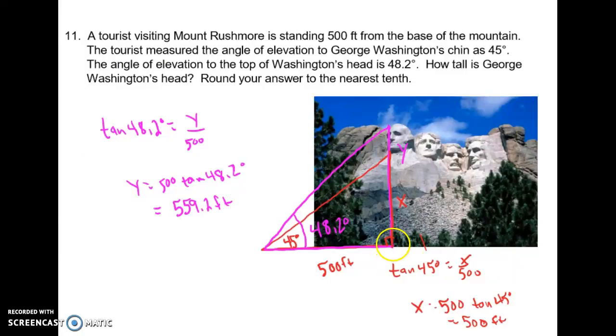So the 500 measures from the ground to the chin. The 559.2 is from the ground to the top of the head. The difference between those would be the height of George Washington's head, which would be 59.2 feet tall. So if you ever go to Mount Rushmore, you can verify that these measurements are actually true using some trigonometry.